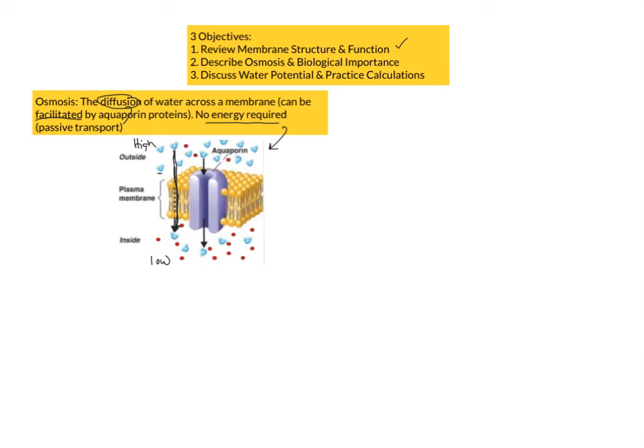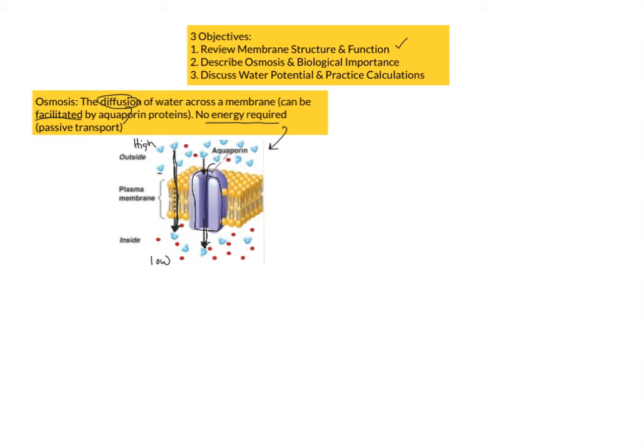When there's an aquaporin present, which is a protein embedded in the membrane, water is more readily able to diffuse, and osmosis occurs at a more rapid speed because there's a facilitation happening there.